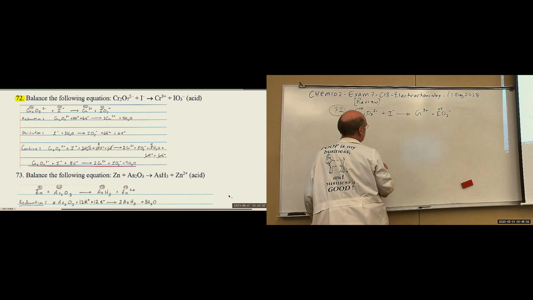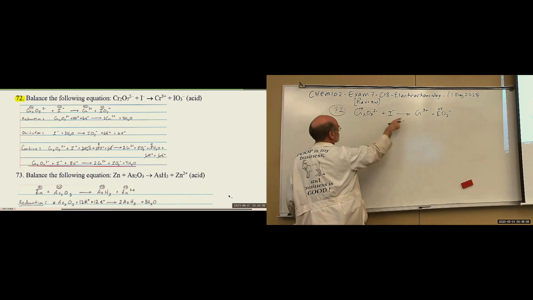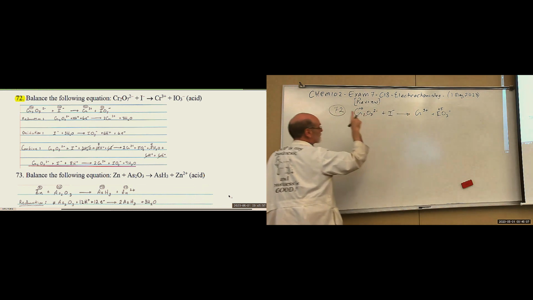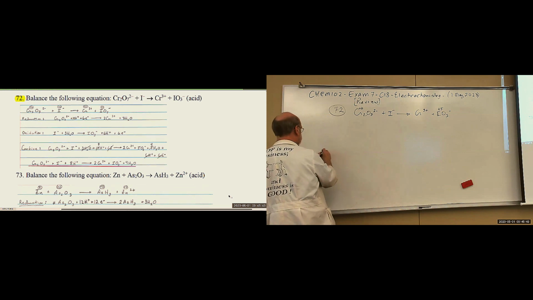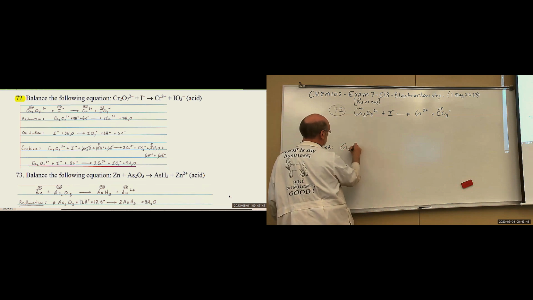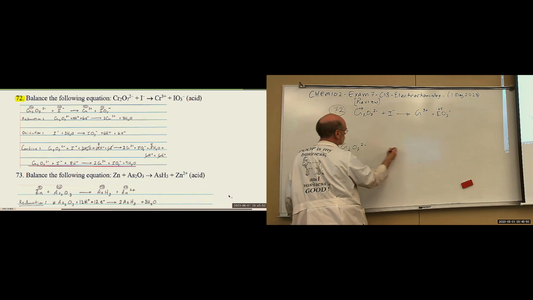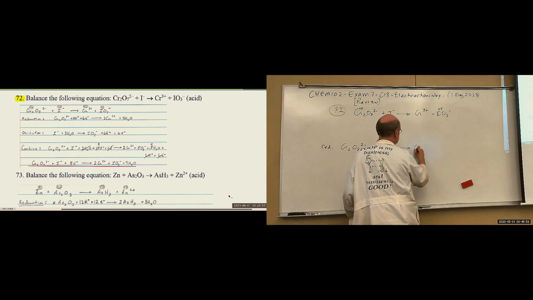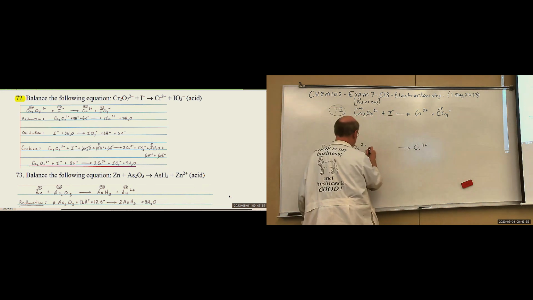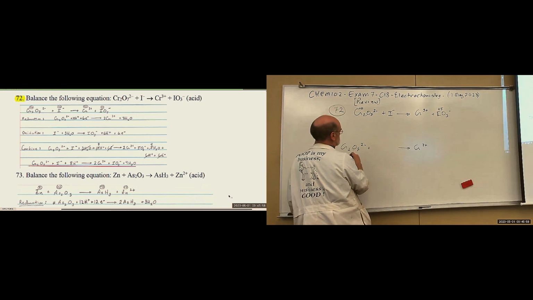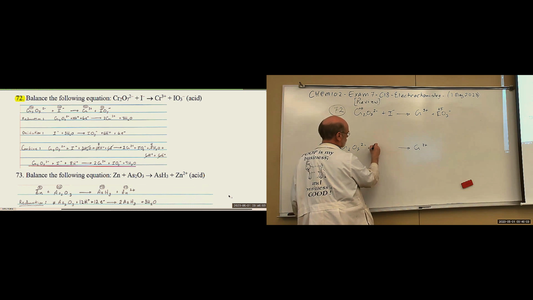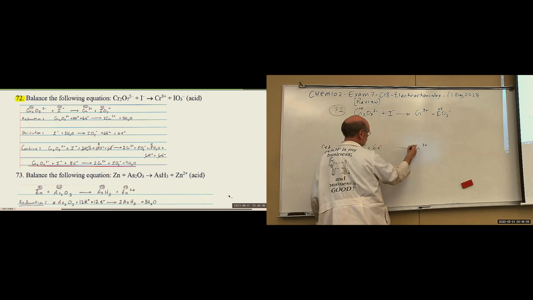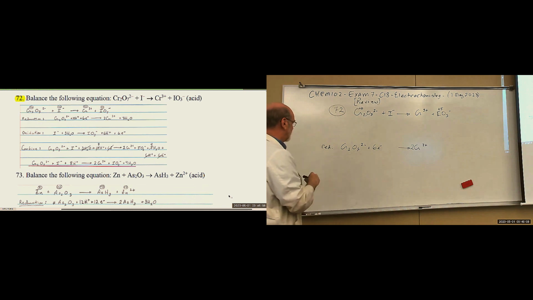Okay. Now we're going from chromium +6 to 3+. That's a gain of 3 electrons, right? So that's the reduction step. Dichromate goes to Cr3+, and we need 3 electrons per chromium. So we need 6 electrons, right? Okay, let's skip the step.